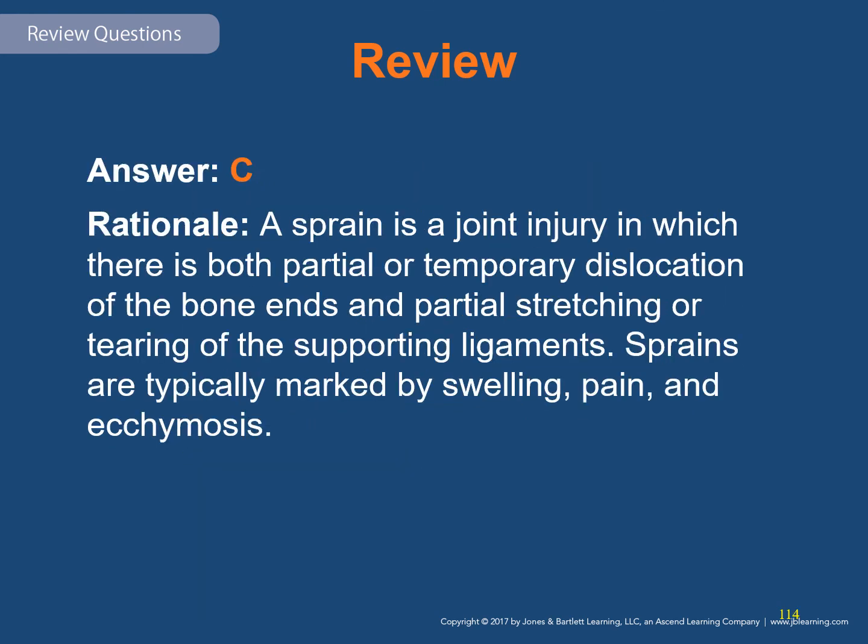A sprain is a joint injury in which there is both partial or temporary dislocation of the bone ends and partial stretching or tearing of the supporting ligaments. Sprains are typically marked by swelling, pain, and ecchymosis.